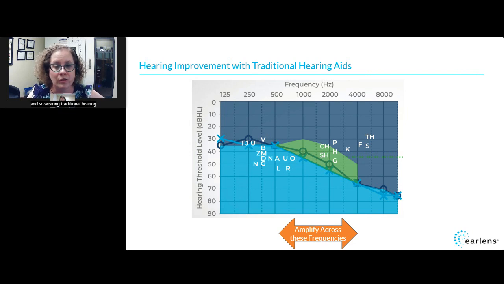And so, wearing traditional hearing aids will give you some improvement in your hearing and speech understanding. The small area in green here on this audiogram shows exactly how much information your brain is really receiving from traditional hearing aids. However, it also shows that you are still missing some of the key sounds of speech that you need to hear to fully understand what someone is saying to you. This is the reason why people continue to be frustrated with their traditional hearing aids, and this is why Earlens was invented.